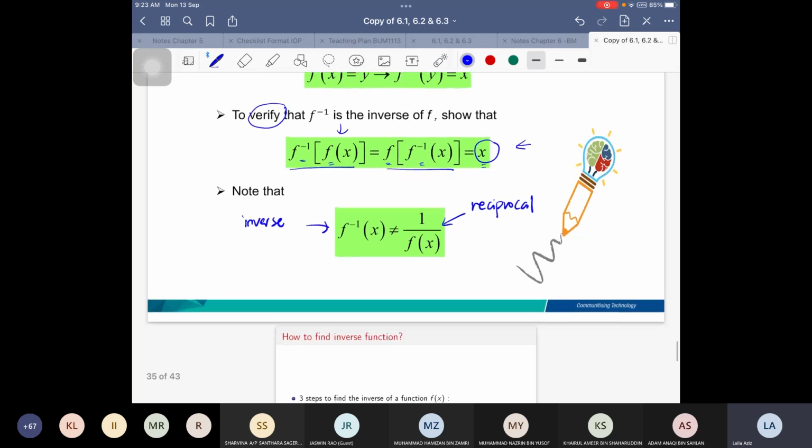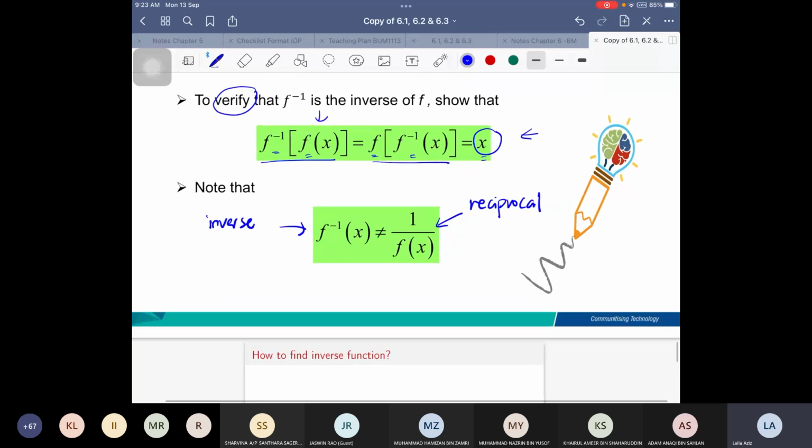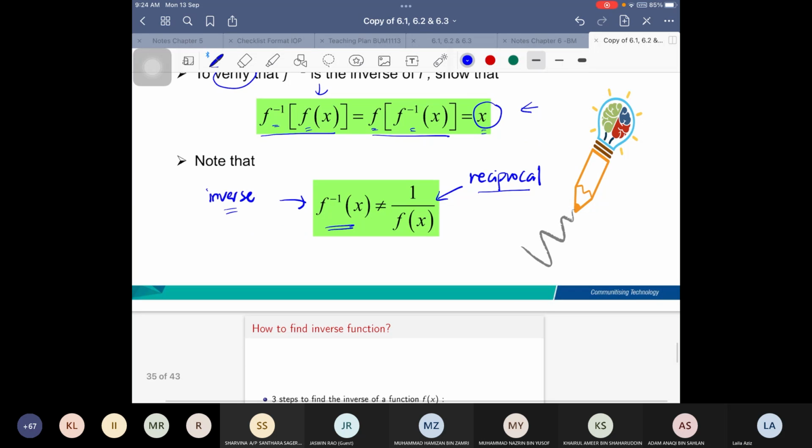And saya nak you very clear about this. So F inverse X tak sama dengan 1 per Fx. F inverse X ni kita panggil dia sebagai inverse function. Tapi 1 per F of X ni kita panggil dia sebagai reciprocal function. Dia adalah function yang berbeza. Okay, so dia adalah dua benda yang berlainan.